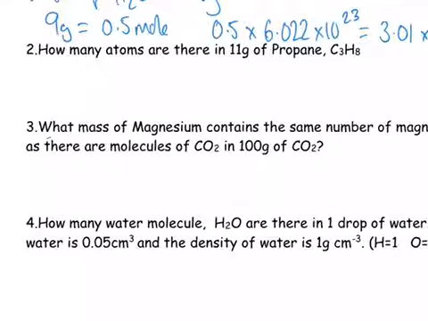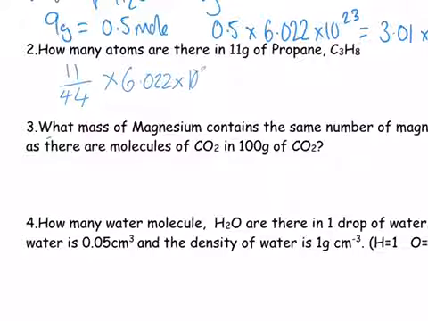For this particular question, we can actually miss a step out. We can work out the number of moles by doing the mass over the MR and then multiply that straight by Avogadro's number, which tells us how many molecules we have. That's 1.506 times 10 to the 23.